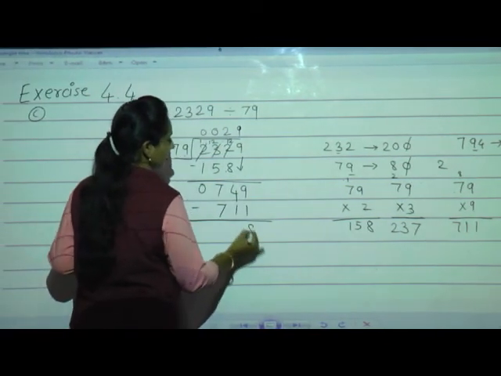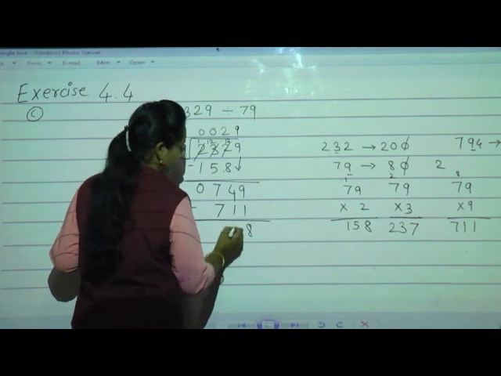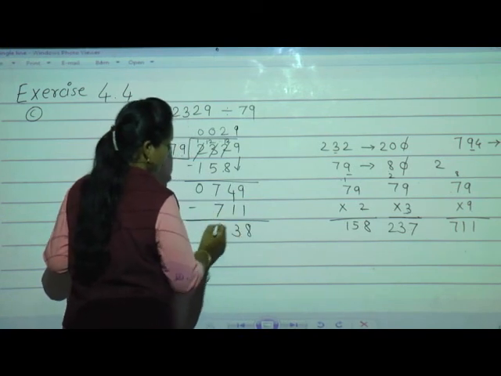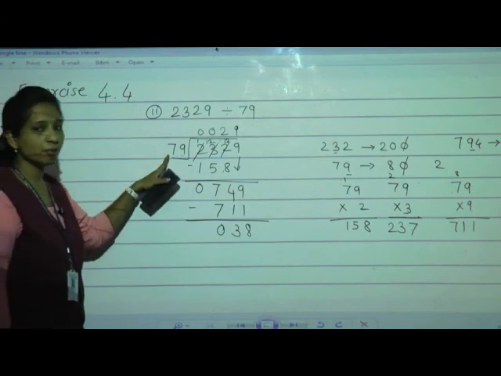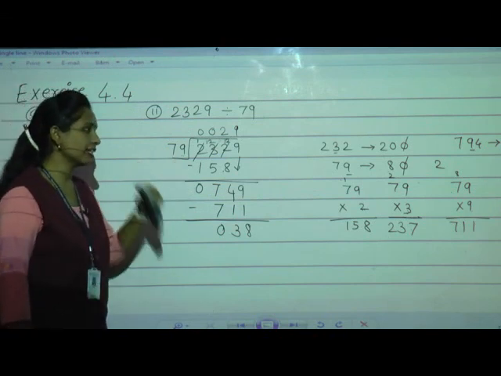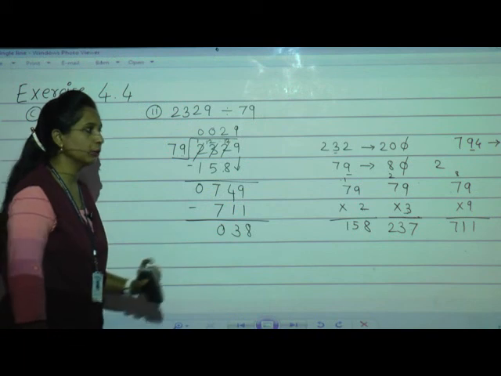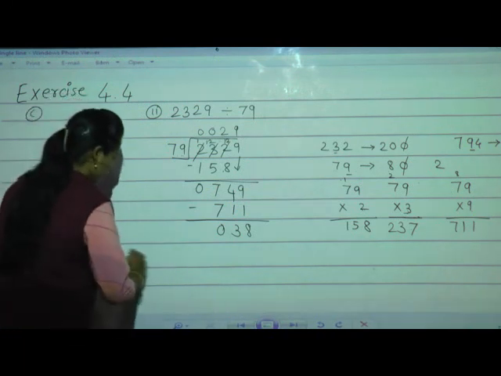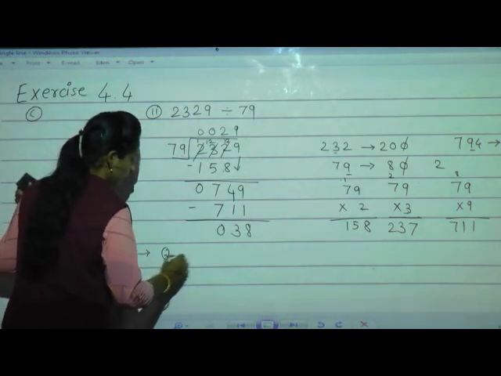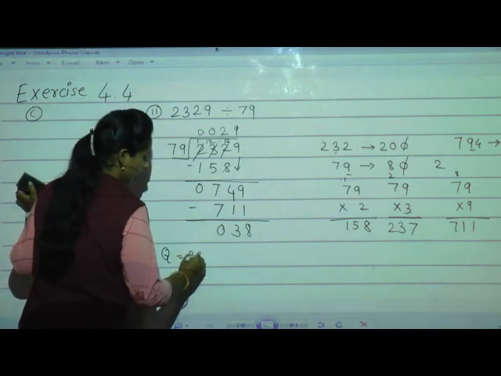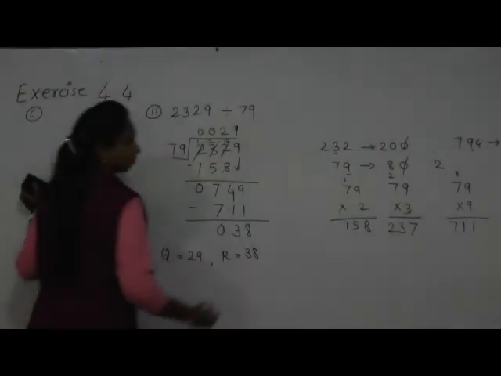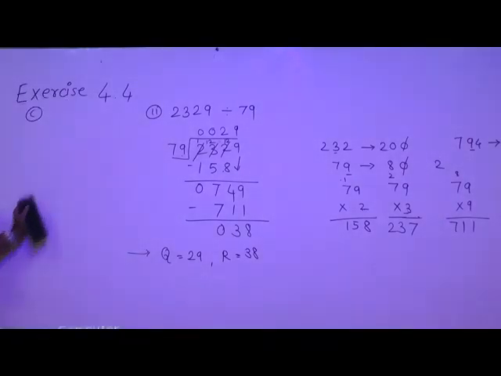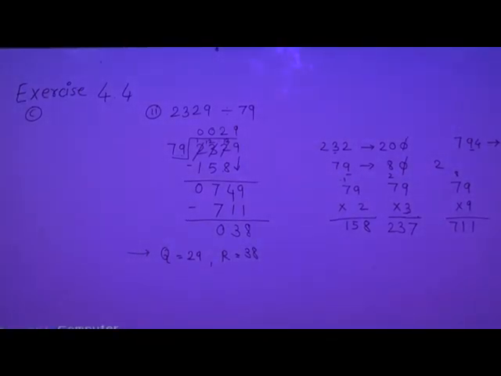Now subtract. 4 minus 1 is 3. 7 minus 7 is 0. Now 38 is the smaller number, 79 is the greater number, so we cannot do the next process. So here the quotient is 29 and the remainder is 38. Understood? Clear till here?